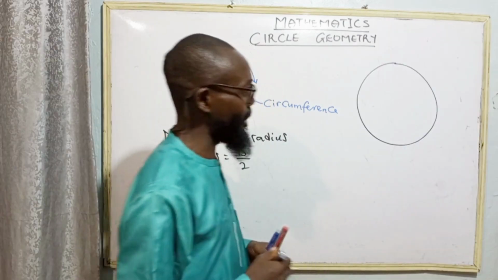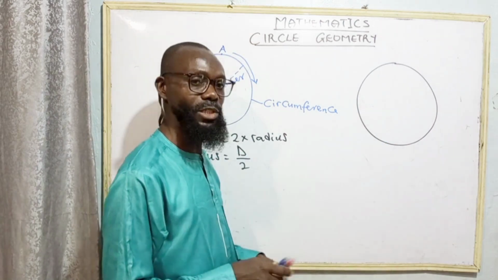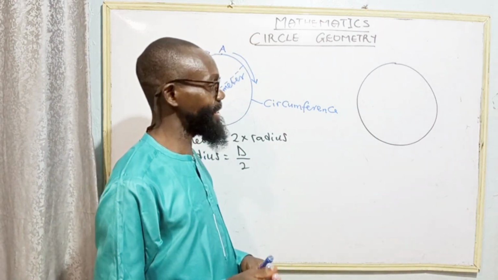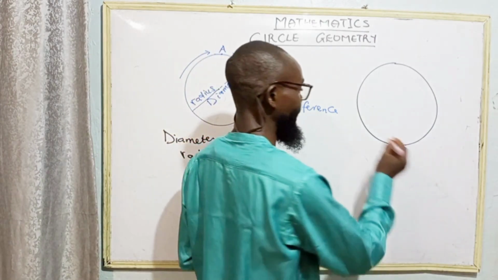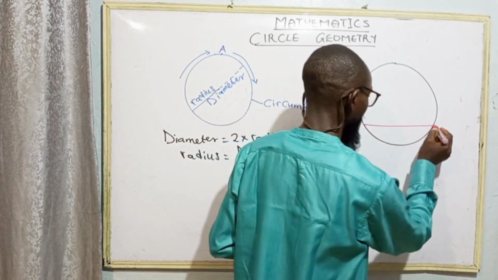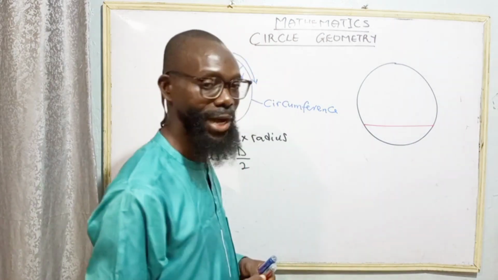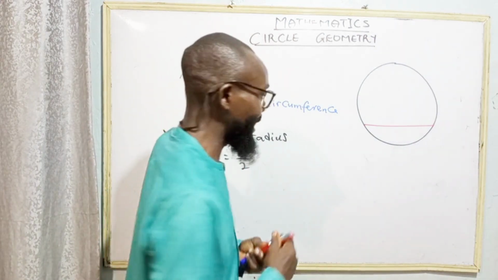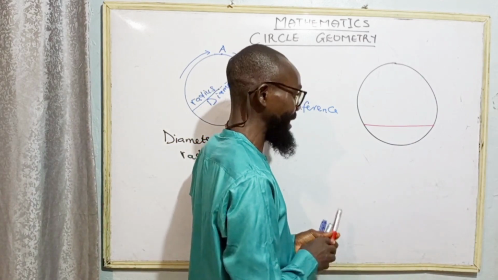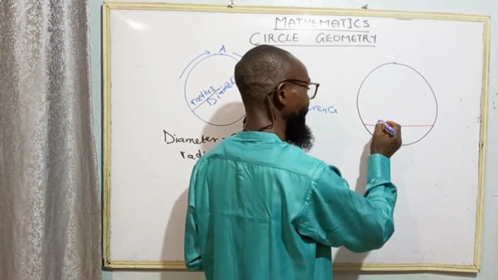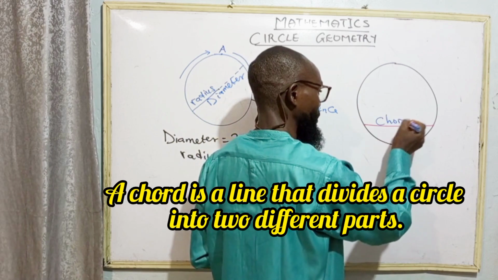Fine. Let us consider another circle this way. But this time, we are having a line that is dividing this circle into two different parts. This line dividing the circle into two different parts is referred to as a chord.